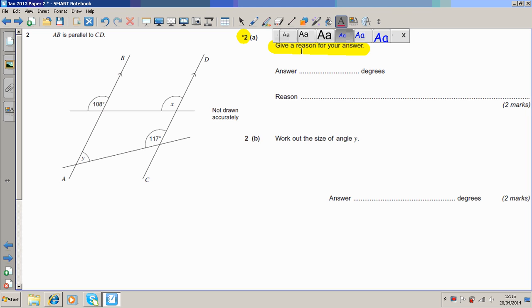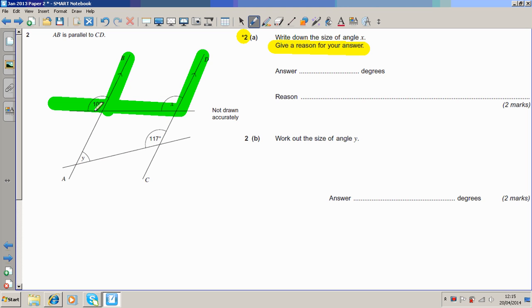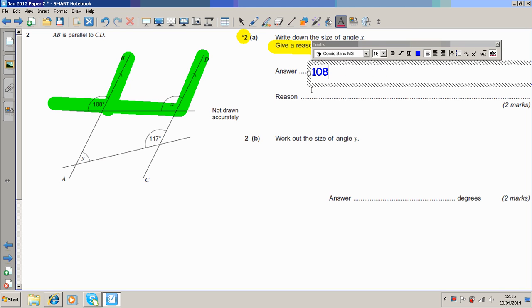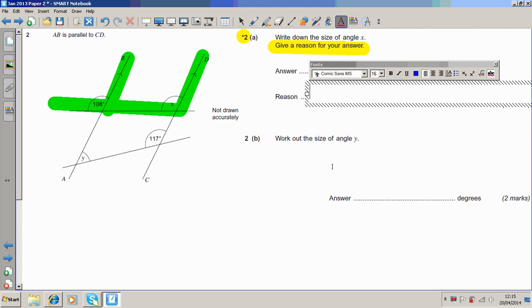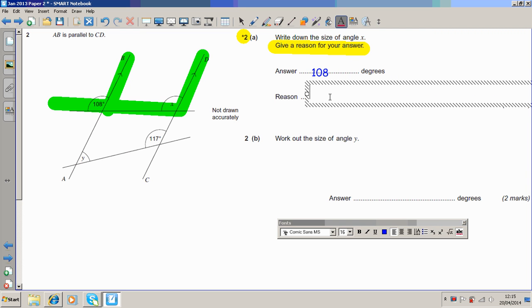Okay, so we're trying to work out first the size of angle X. Angle X is here, and so hopefully you'll be able to see, well, there's our parallel lines, there and there, and if I draw a line across there, not very well, but you can see there's an F angle there, so X is equal to 108. Reason, well, we can't call it an F angle, we need the proper name, and the proper name is corresponding angles are equal.